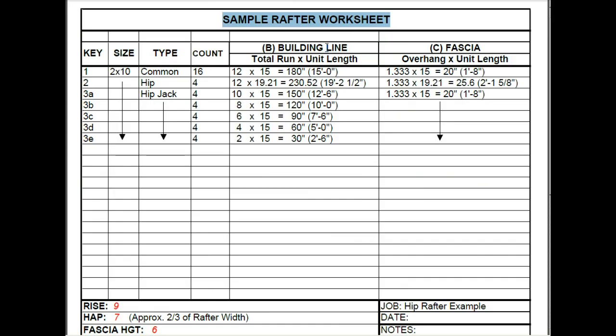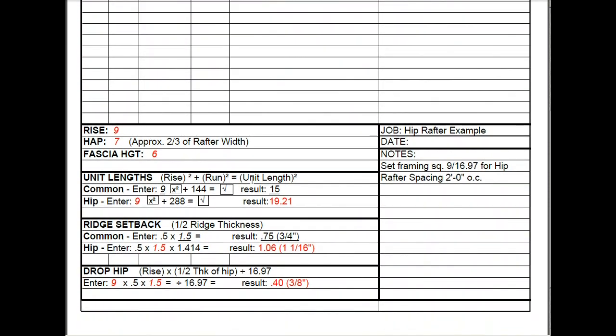For the hip rafters, you do your calculation, total run times unit length, same thing for the fascia, overhang times unit length. We've established that the rise is 9, height above plate line is 7, fascia height is 6. Unit length comes out to 19.21. Ridge setback, we said, was 1 inch or 1/16.